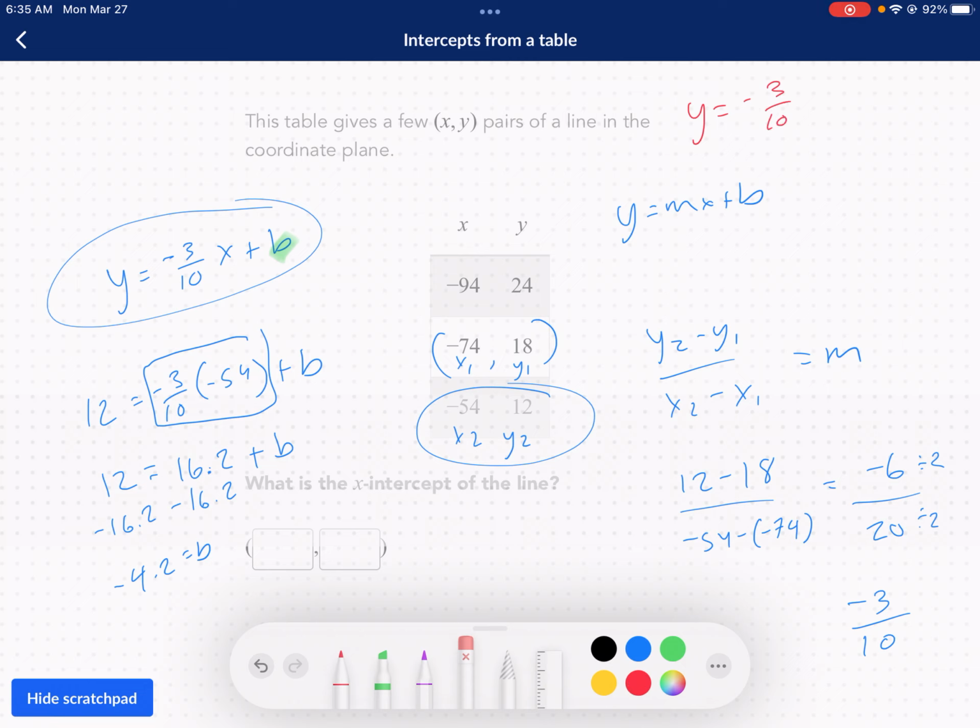So my new equation is y equals negative 3 over 10. I should probably put that as a decimal. Might as well at this point. x plus, whoop, another minus, sorry, minus 4.2.